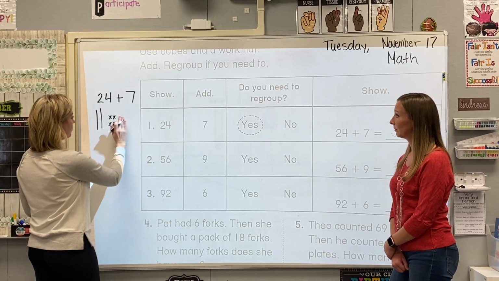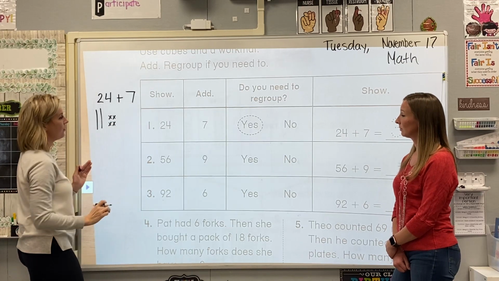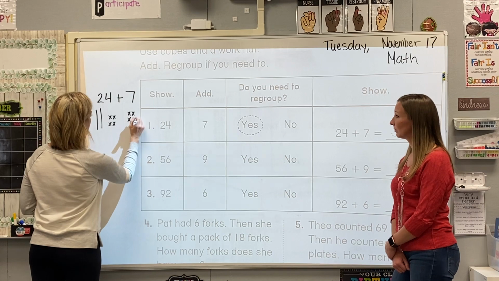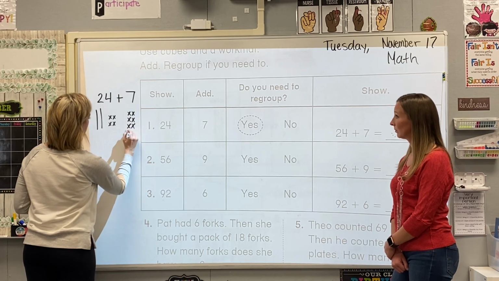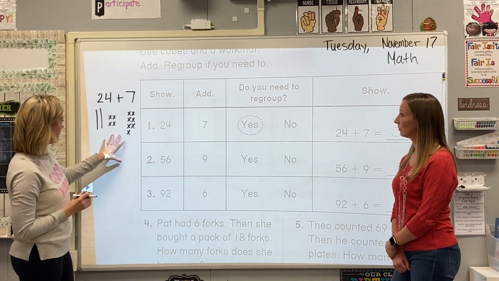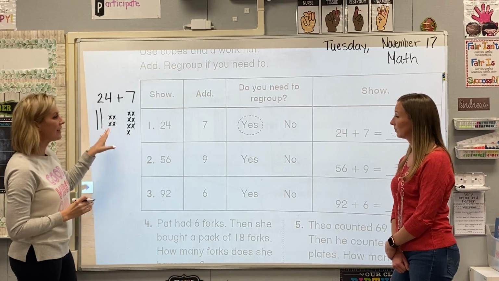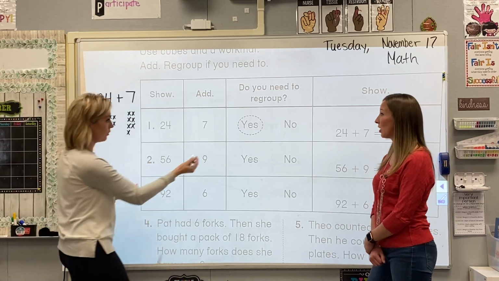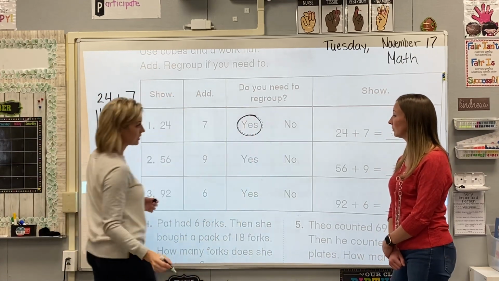Now I'm going to give myself a little bit of space, and I'm going to represent the 7 ones with an additional 7 X's. 1, 2, 3, 4, 5, 6, 7. Okay, and I can already tell 7 plus 4, that's 11. That's higher than 10. I'm going to have to regroup. So they circled yes on that.